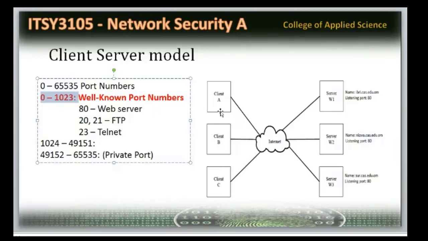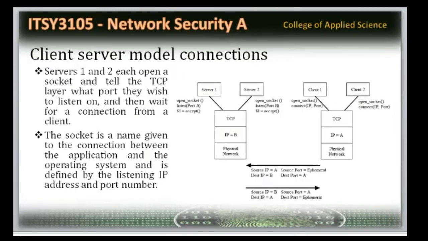In the next slide, they are giving one more example. You can see here: server 1, server 2, client 1, client 2. For server 1 and server 2, there are two different servers available in one single machine. Can I have it like this? Yes, you can. For this server, you can give a different port number, and for this server, you can give a different port number.